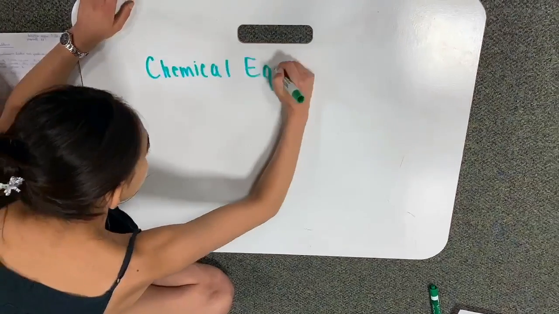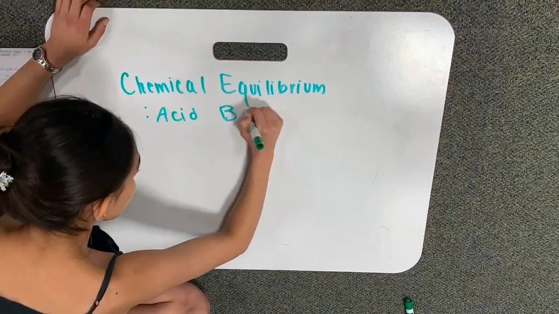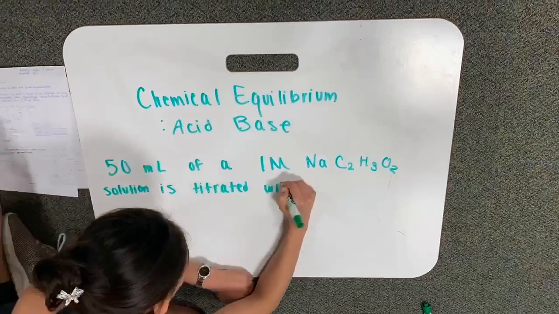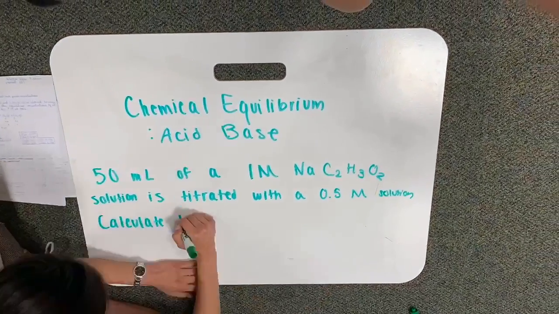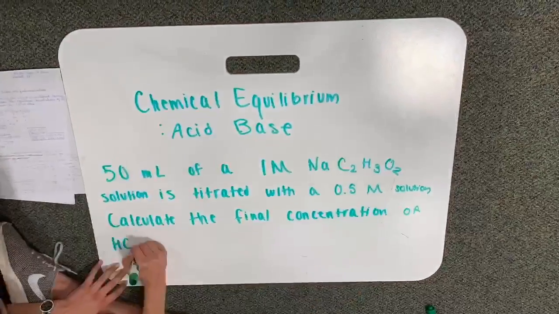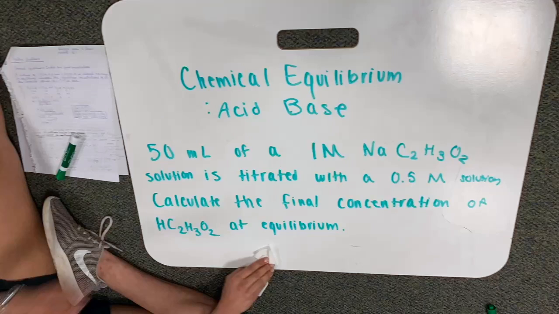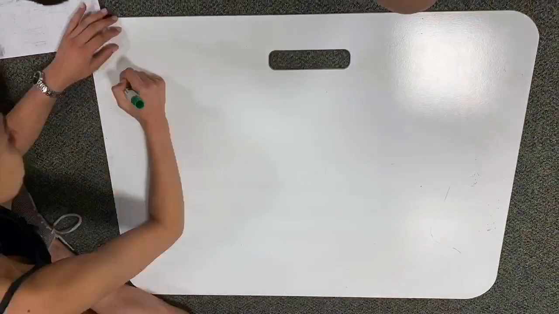The next problem we will be solving is an acid-base equilibrium problem. The problem states 50 milliliters of a 1 molar NaC2H3O2 solution is titrated with a 0.5 molar solution. Calculate the final concentration of HC2H3O2 at equilibrium if Ka is 1.8 times 10 to the negative 5. Now we move to our RICE table.